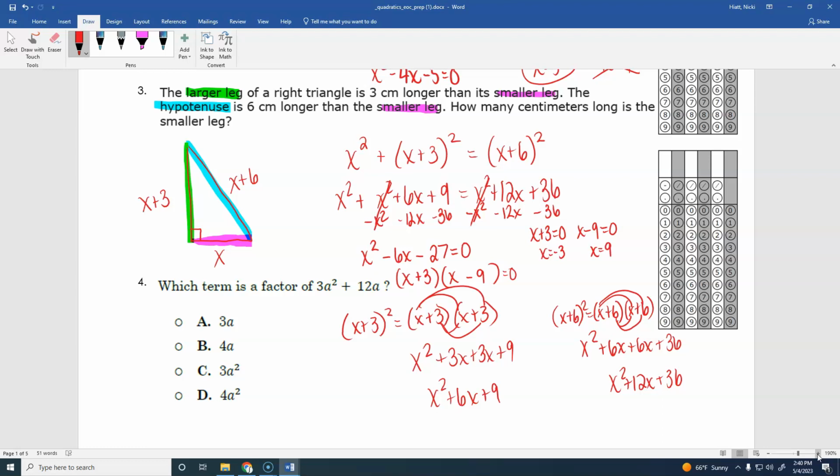And now let's see what they're asking us for. How many centimeters long is the smaller leg? Would it make sense to have a negative value for a length of the side here? It would not, so you're going to throw that one out. 9 is going to be your answer.